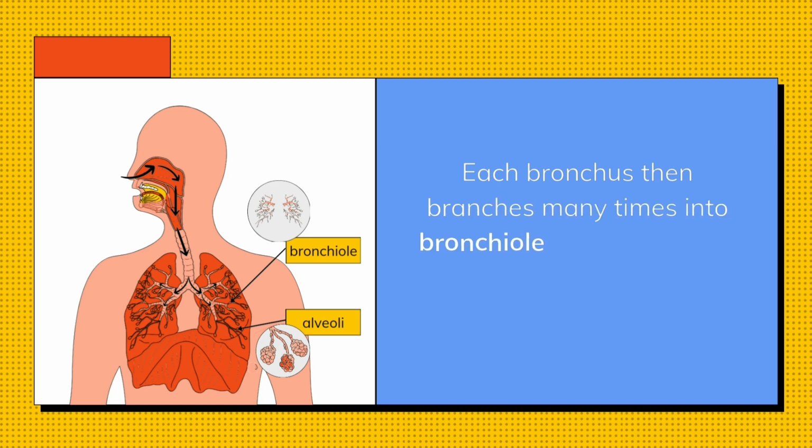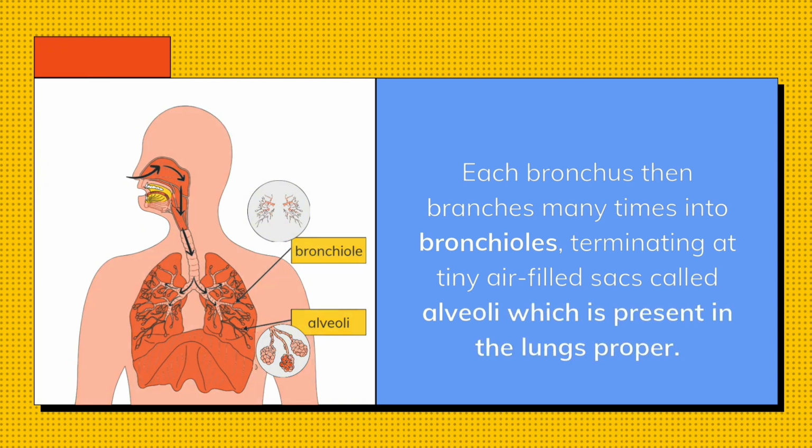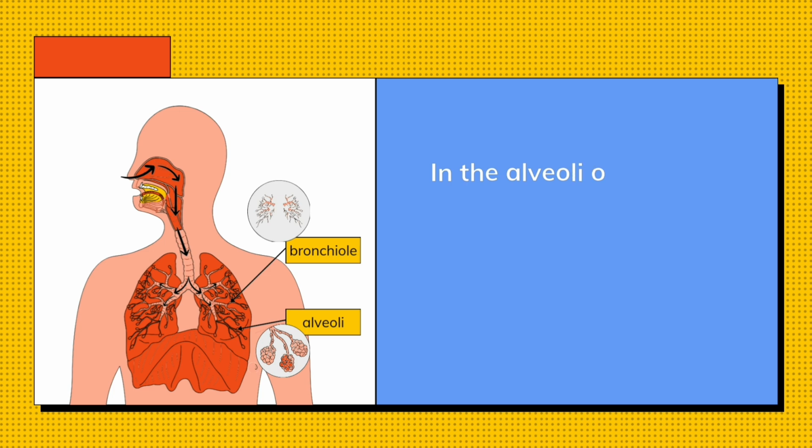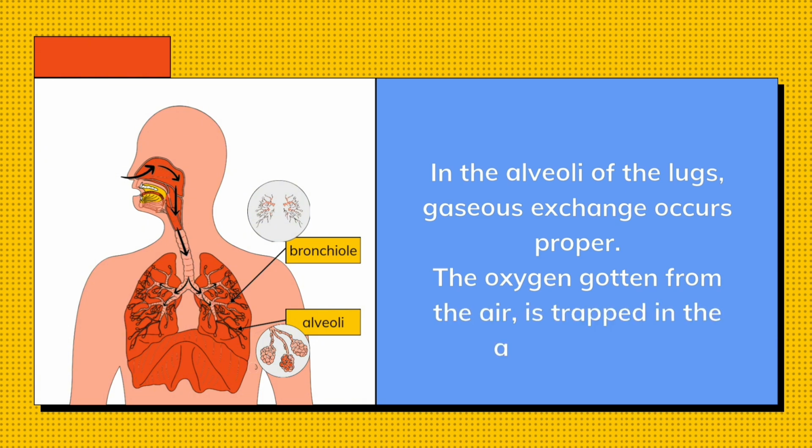Each bronchus now divides or branches into many bronchioles, terminating at tiny air sacs called the alveoli, which are present in the lungs. In the alveoli of the lungs, gaseous exchange occurs proper. The oxygen gotten from the air which we breathe is trapped in the alveoli for use.